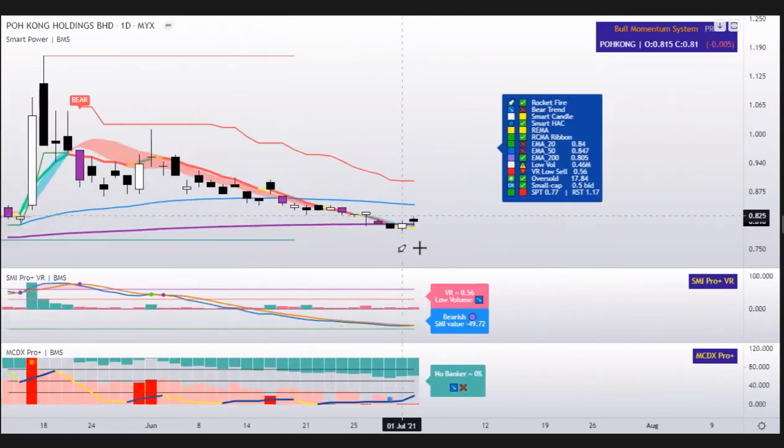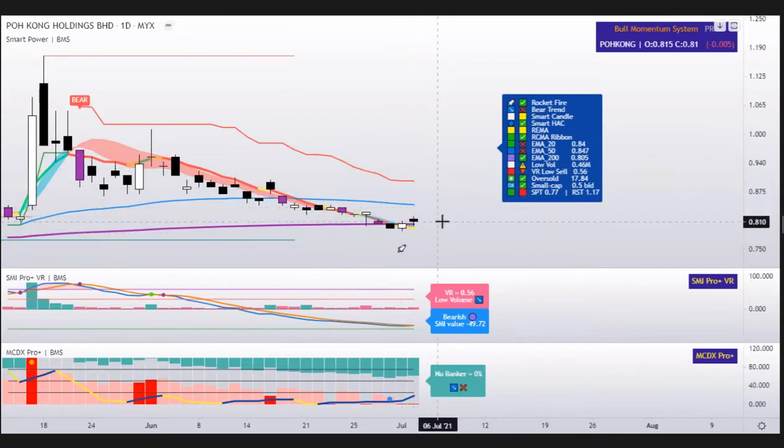Okay, so for Pokong, there's a rocket here appear. So the price really rebounds a bit, but still needs more confirmation. And there's a resistance here, right? This is what we can see now. We won't straight away jump in and buy until it's really clear.